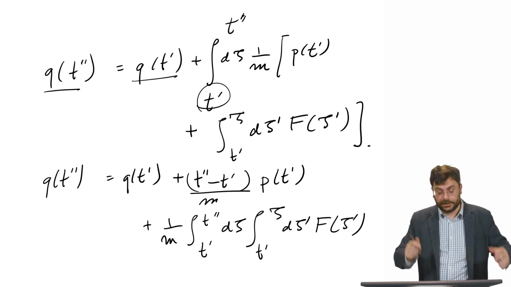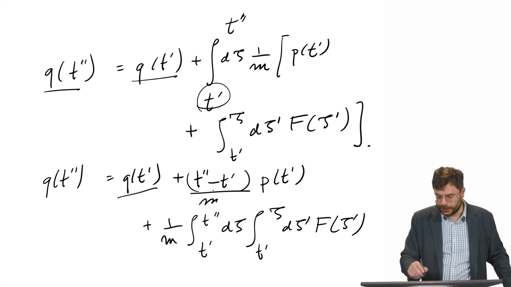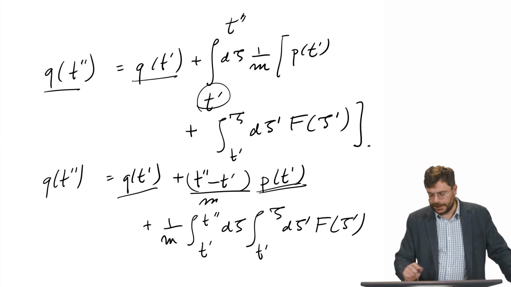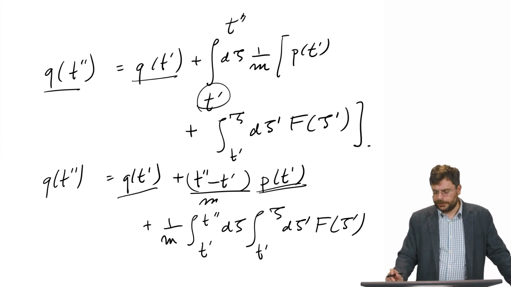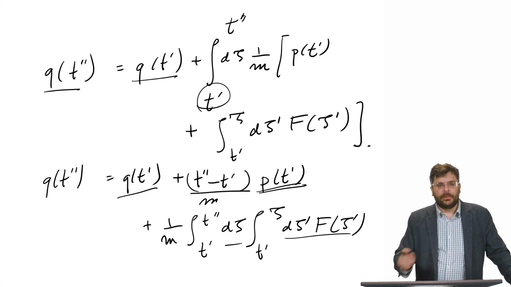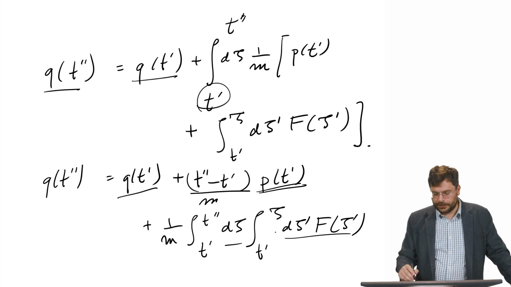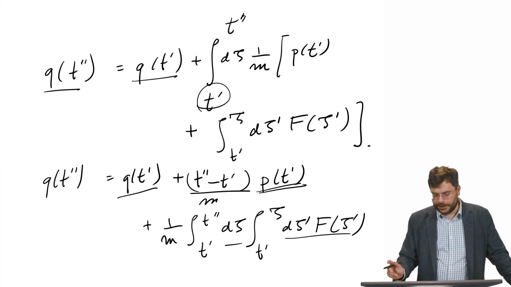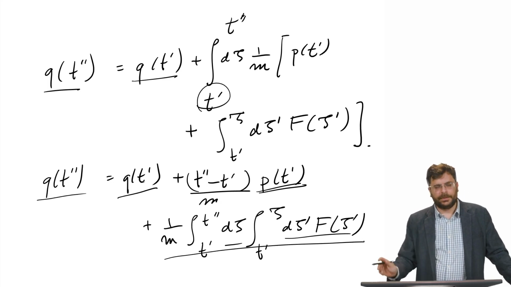So our position at a later time point is given by the initial position, plus the initial momentum multiplied by the time elapsed, divided by the mass. The integration of the force over some period of time gives me the momentum, and then I have to integrate that once more in order to get the contribution of the force to the position at some later time.